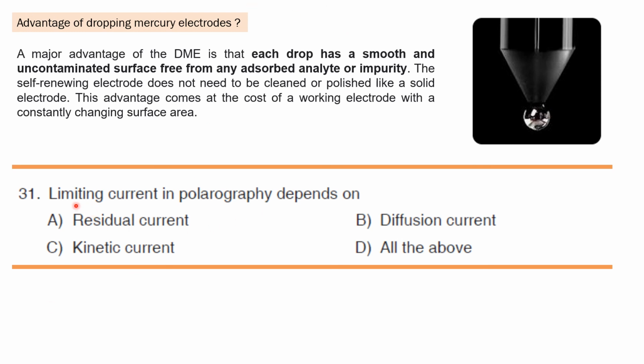Finally, coming to the question, limiting current in polarography depends on, I think now you are in a position to answer this question. It actually depends on all these: residual current, diffusion current, kinetic current, as well as migration current from the previous slide. So the answer for this question is all the above.